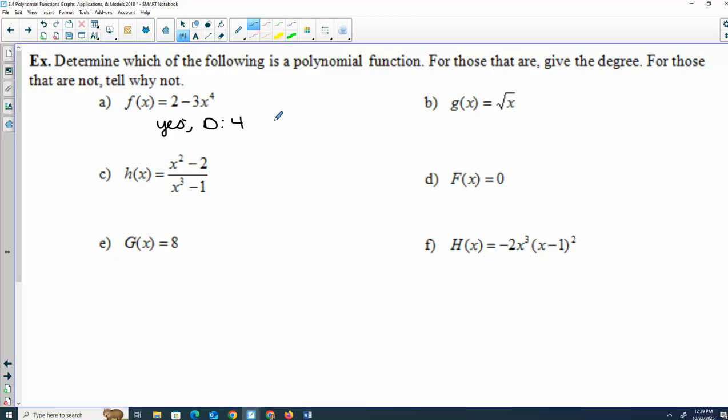Is B? No. Why? Does it have any exponents or variable? It has an exponent. A square root is the same as what power? Excellent. 1/2. Is 1/2 a whole number? No. So you have a fraction for your exponent, so it's not a polynomial.